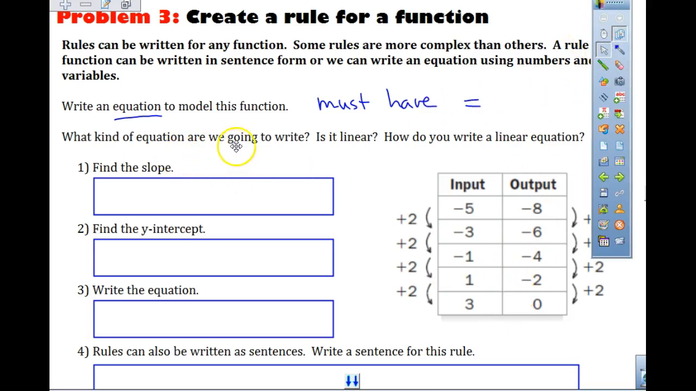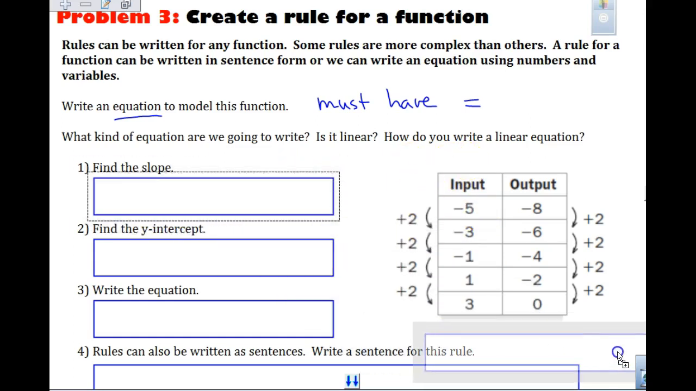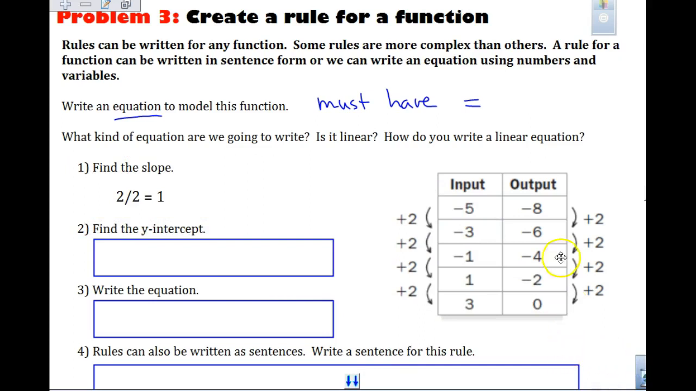So it says, find an equation that you're going to write. You're going to have to decide, is it linear? And how do you write linear equations? So in this first one, when we look at our table, notice on the table that they have the change in our output, what letter is this up here above the output? Y. Above the input, please write X, okay? So how do we find the slope? We find the slope by taking the change in Y divided by the change in X.